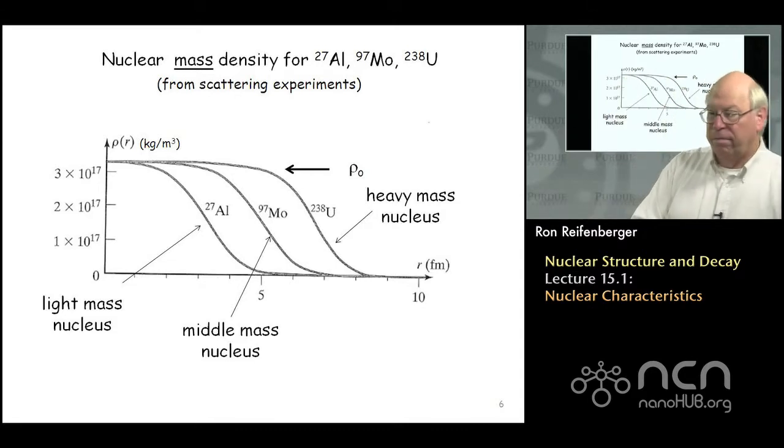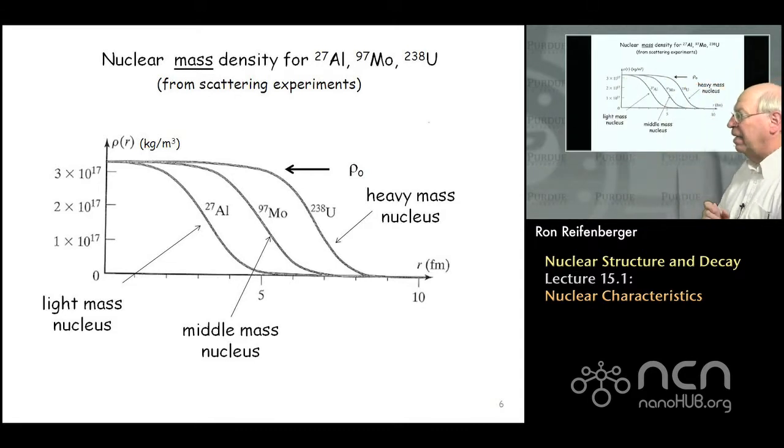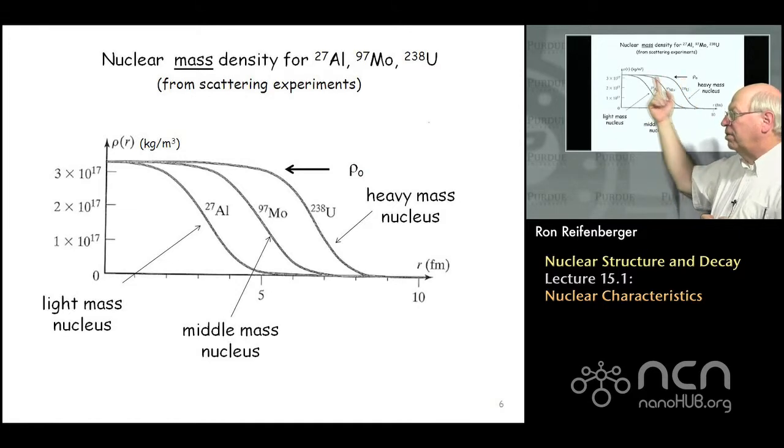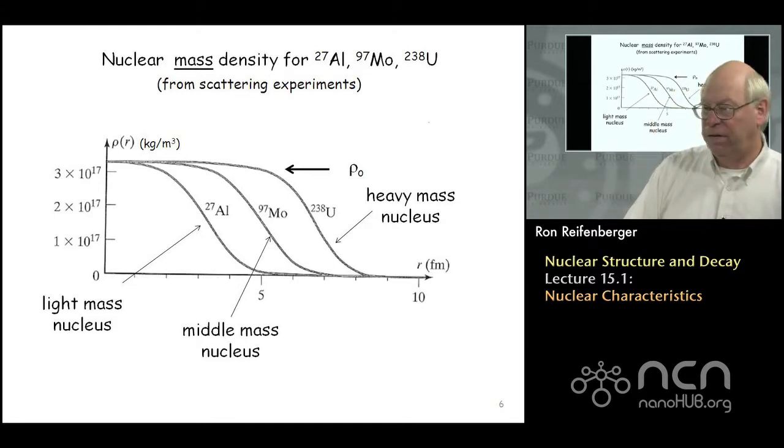The nuclear mass density for different materials is going to depend on the radius of the different materials. So here I just schematically show you how the mass density varies for light, middle mass, and heavy mass nuclei, right? This intercept here, when the radius of the nucleus goes to 0, is about 3.2 times 10 to the 17 kilograms per cubic meter. That's the number that we found on the previous slide.